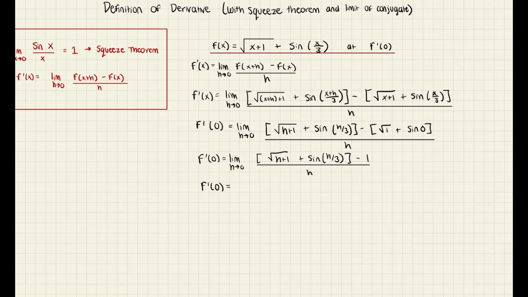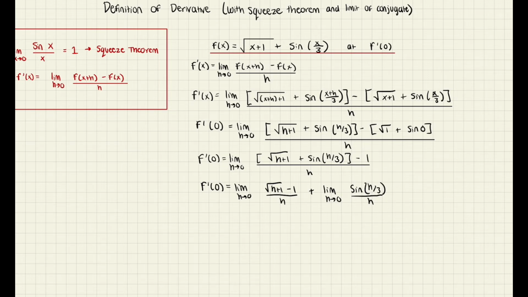I'm going to write our limits, and I'm going to separate them into separate terms and determine the limits of them separately, since we know that we can add limits separately and then add the results at the end. So I'm going to do the limit of square root of h plus 1, and I'm going to bring the negative 1 into this term also, and put that over h. This is going to be one limit that I want to evaluate. The second limit that I want to evaluate is sine h over 3, over h.